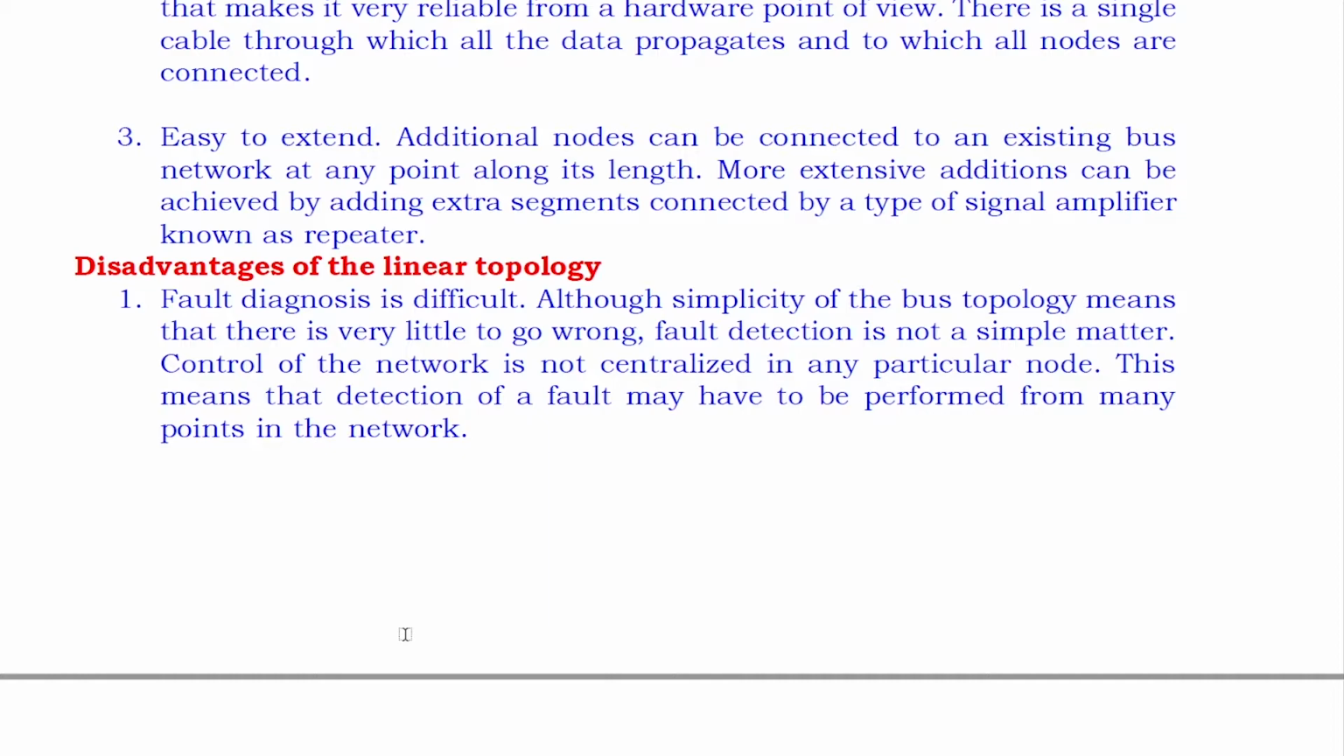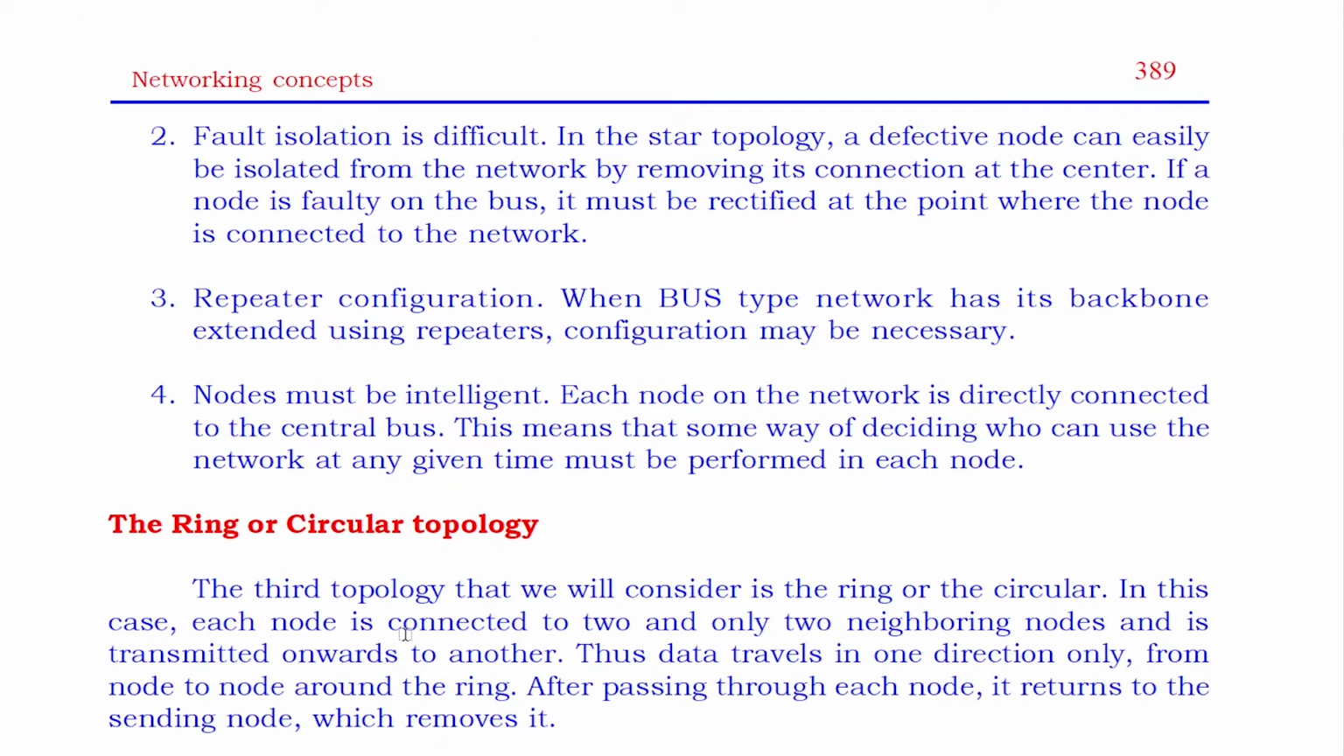That is the fault diagnosis. If a system is connected to a central computer, then the centralized computer gets a signal that a particular computer is not functioning. But this is not so in this type of computer network. So that is the disadvantage of linear topology. The second is that fault isolation is difficult. Identifying and keeping that computer away from this network is also difficult.